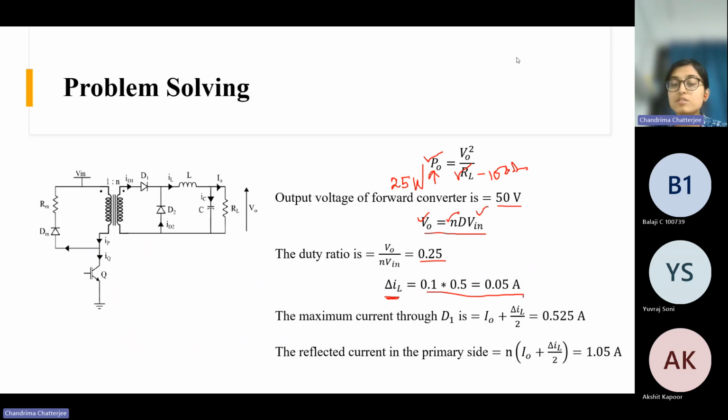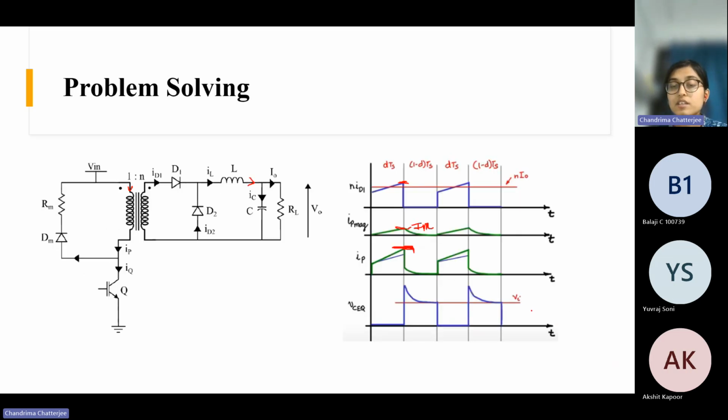So through diode D1, what is the maximum current? I naught plus delta IL by 2. This is the maximum current. The reflected value will be n times this value, because you want the reflected current through the primary winding. That's why we multiply with n, and we get this value. So we have already got this point. Now we need to find out this point.